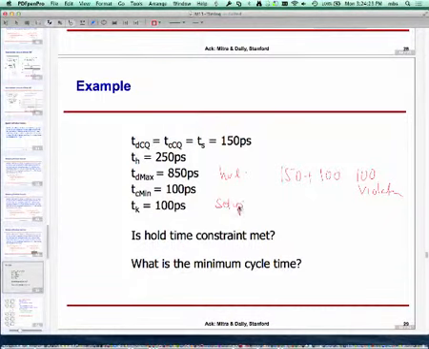For setup, I have to take the propagation delay, so it's 150 plus 850 plus setup time, which is again 150, and then again we have to take the worst case, so I'm going to add the skew, which is 100, so it becomes 1250, and so the minimum clock cycle time will be 1250.